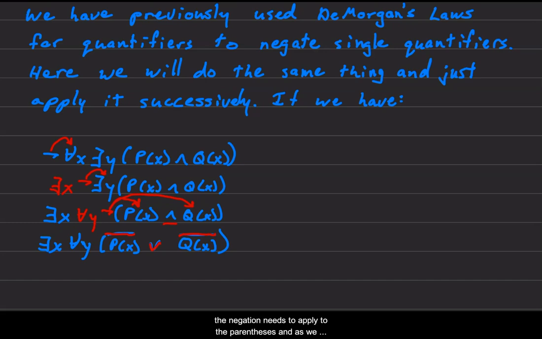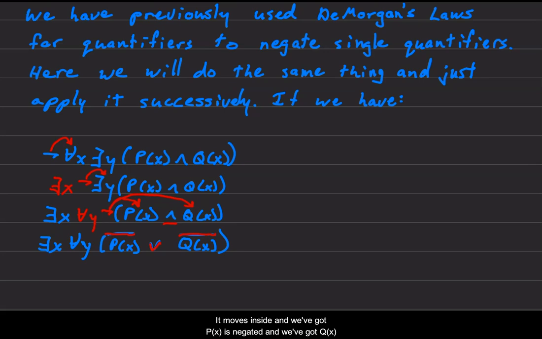Next, the negation needs to apply to the parentheses. And as we looked at previously with the other De Morgan's laws, when we apply this to the parentheses, it applies to each one of the terms inside, and the and will flip and become an or. So there exists x remains unchanged. For all y, already been applied, remains unchanged. There's no more negation outside of the parentheses.